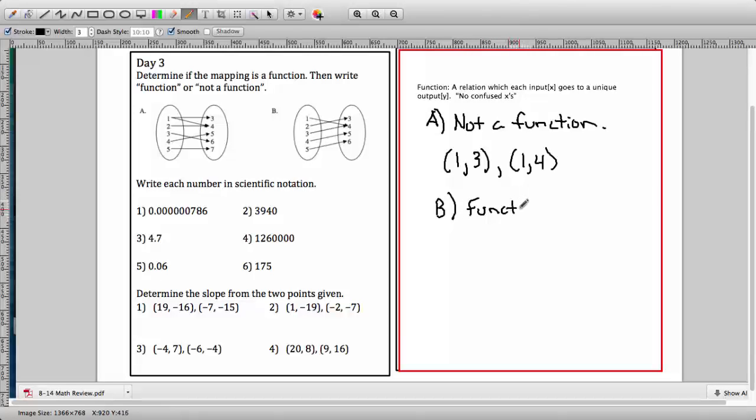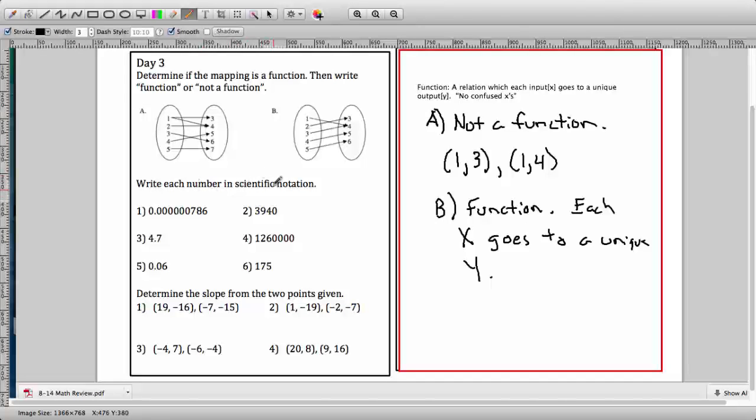Using my definition, each x goes to a unique y. Only one y. Alright? 1 is only pairing with 4. 3 is only pairing with 4. It's okay that we've used 4 twice, but it is not okay that 1 has 2 different assignments.